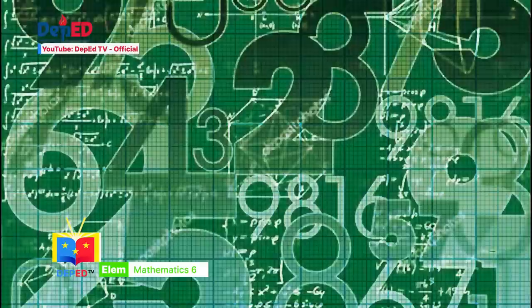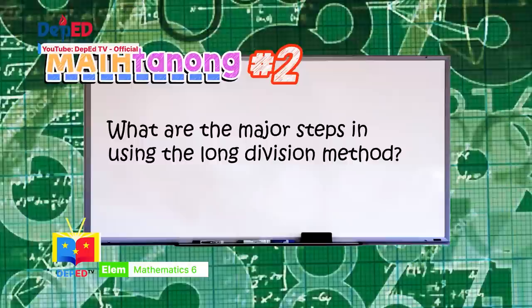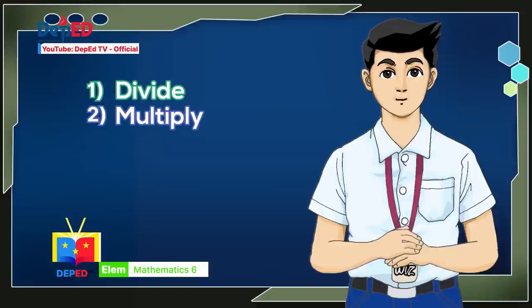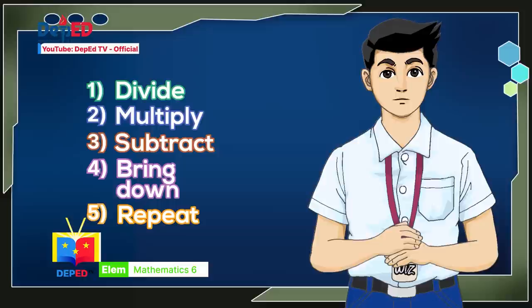Math tanong number two. What are the major steps in using the long division method? First, divide. Second, multiply. Third, subtract. Fourth, bring down. Fifth, repeat the process until there is no remainder and no digit left on the dividend to bring down. Good job, Mateo!